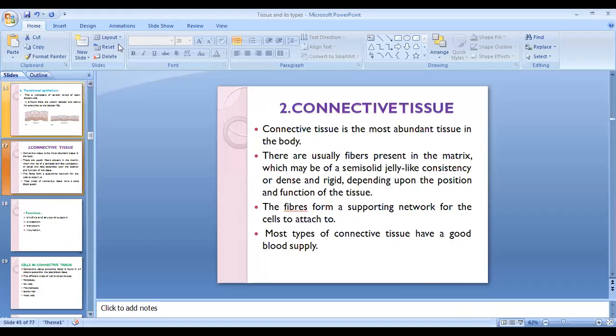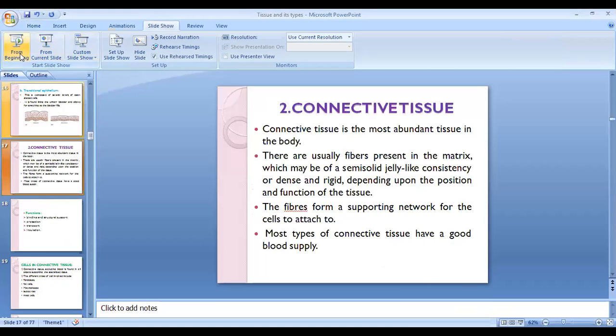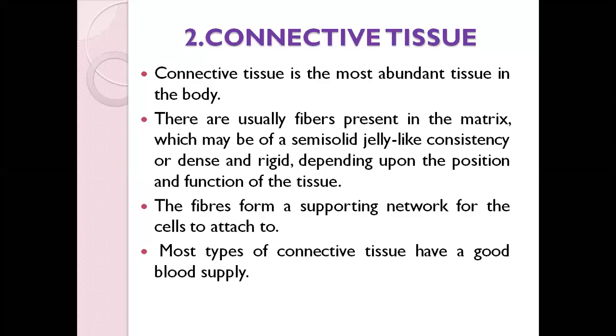Okay, so today we'll see connective tissue. So what is connective tissue? Compared to the other tissues, connective tissue is the most abundant. That means it is the most commonly found type of tissue in our body. In the connective tissue, they have so many fibers, and in between them we have so many cells.